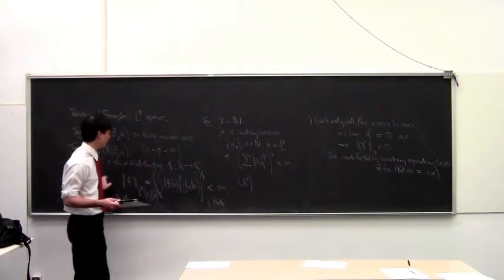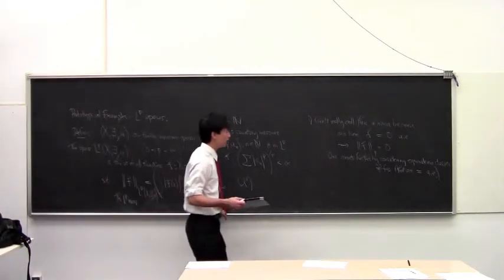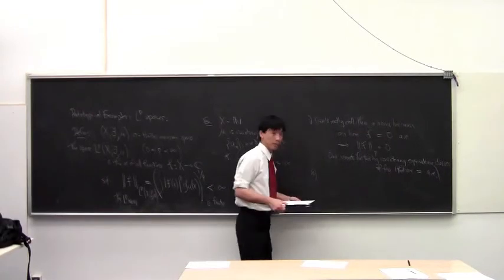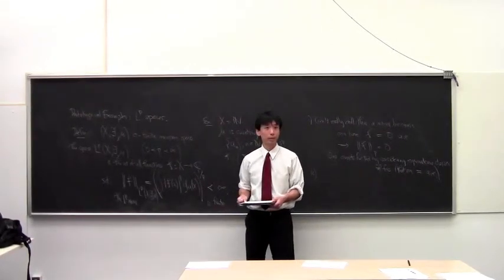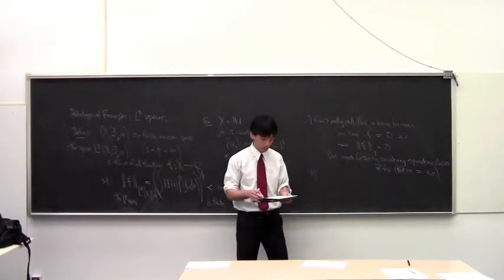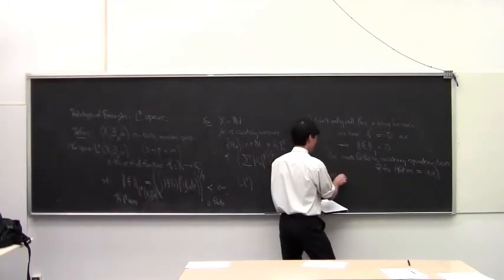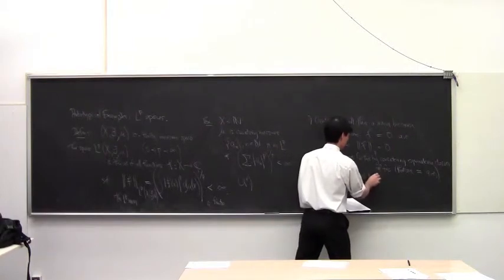So that's one thing that's a little bit problematic. We can't really call this a norm for that reason. And then the second thing, do we know that this satisfies the triangle inequality? Does this satisfy the triangle inequality? So in fact, it's incorrect to call this a norm.